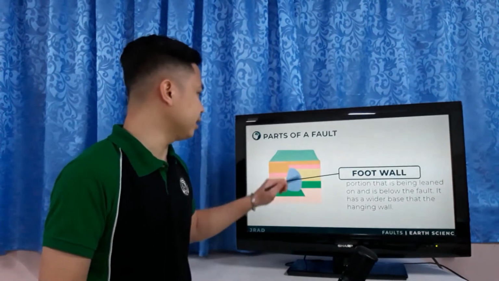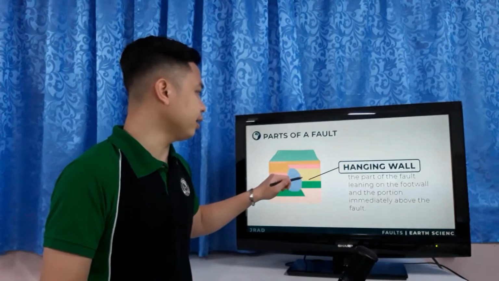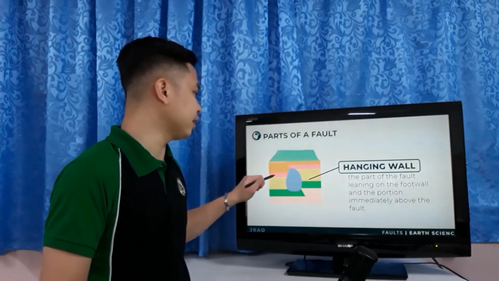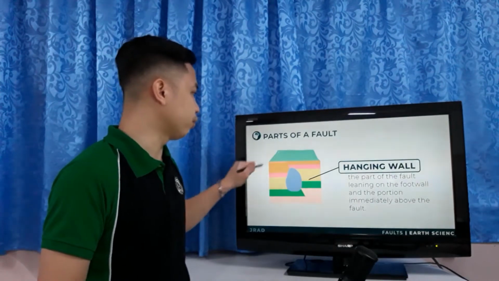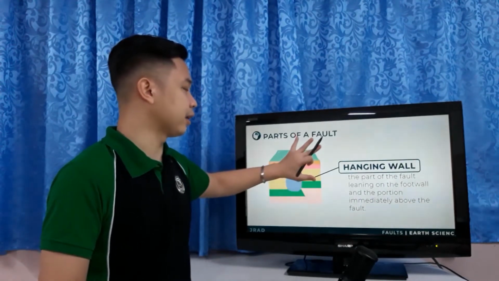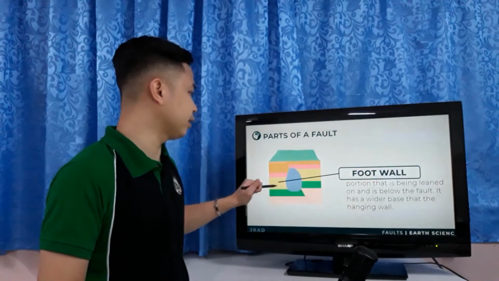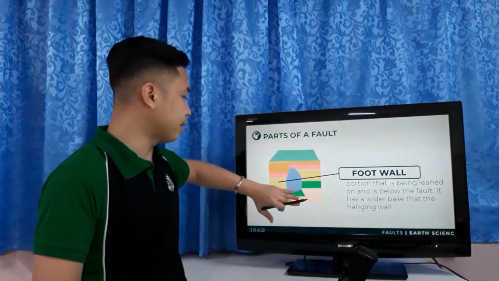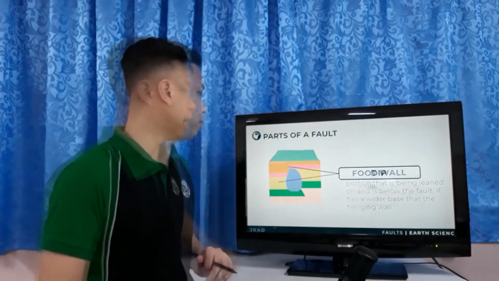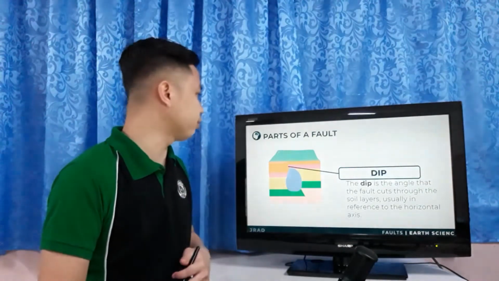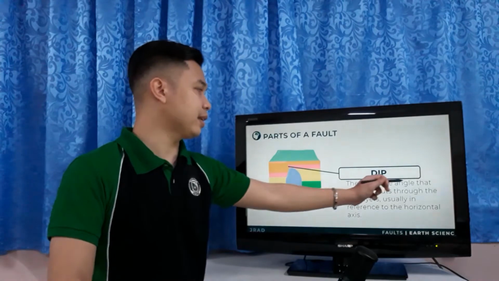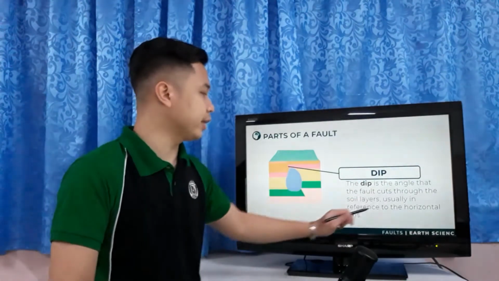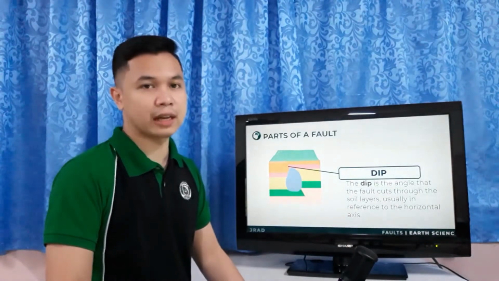So meaning, the hanging wall is leaning to the footwall, immediately above the footwall. Nasa ibabaw si hanging wall. Tapos si footwall naman, yun yung opposite ng hanging wall. Siya naman yung medyo mas wide yung base na portion. Another part of the fault is the dip. It is the angle that the fault cuts through the soil layers, usually in reference to the horizontal axis.